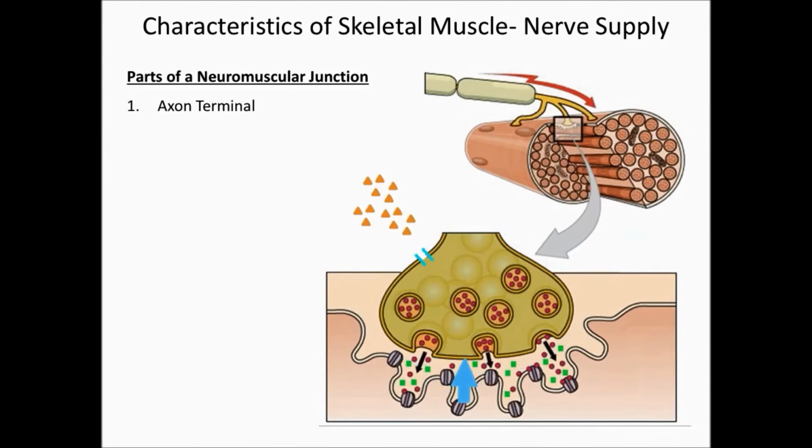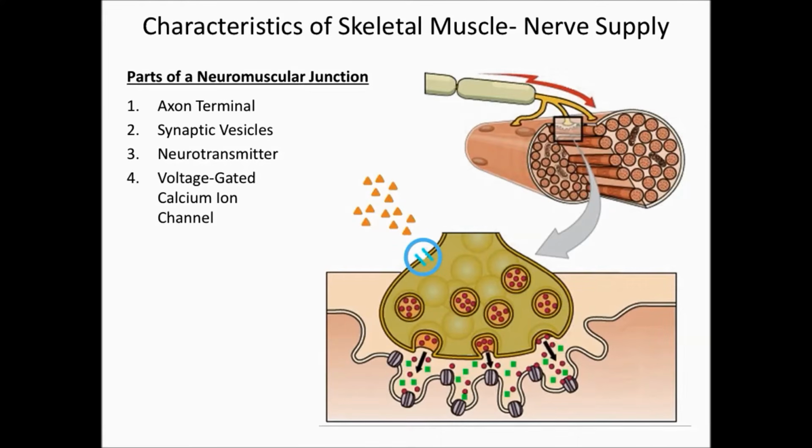The membrane of the axon terminal is called the presynaptic membrane. At the axon terminal, you will find the following structures. The first structure is called the synaptic vesicles. Synaptic vesicles are filled with a neurotransmitter. A neurotransmitter is a chemical messenger. Also at the axon terminal, you will find voltage-gated calcium ion channels. Voltage-gated calcium ion channels open in response to a voltage or an action potential.